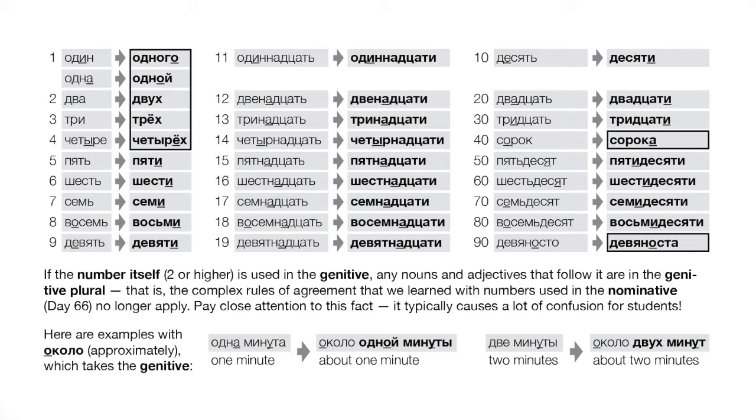From один we get одного, from одна we get одной. Those are adjectival, as we know, so we get those adjectival genitive endings. 2, 3, 4 are irregular. So eventually we're going to have to learn just a full set of endings for them that are completely unpredictable.